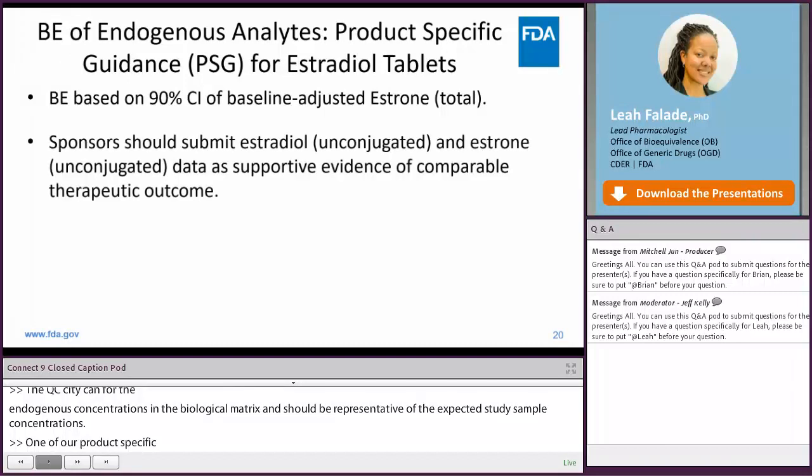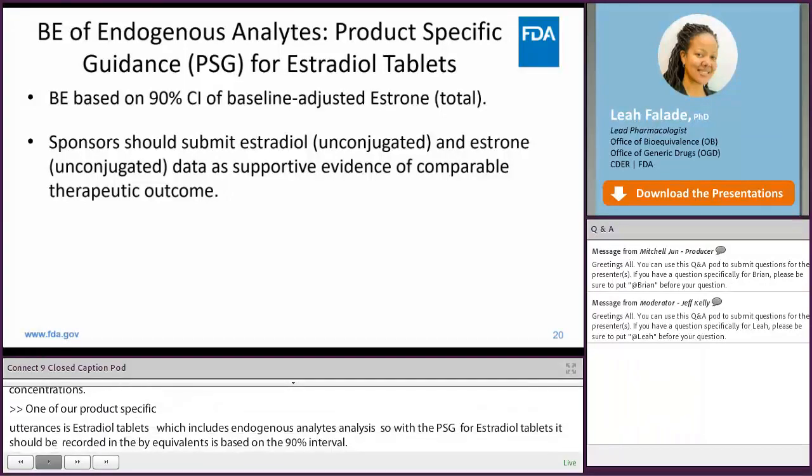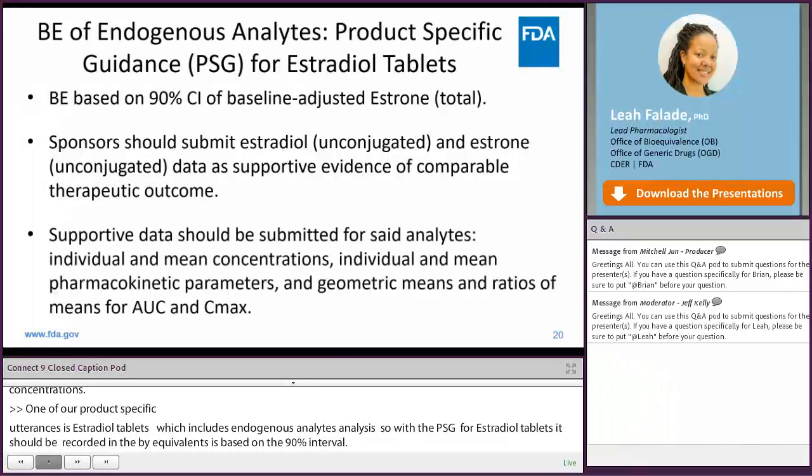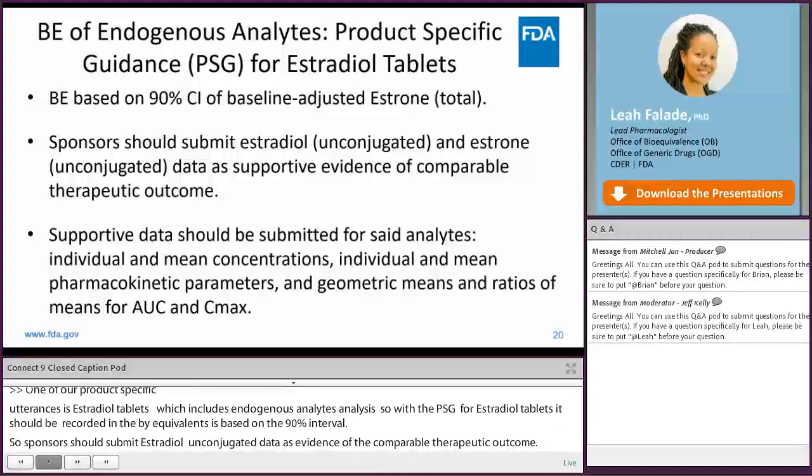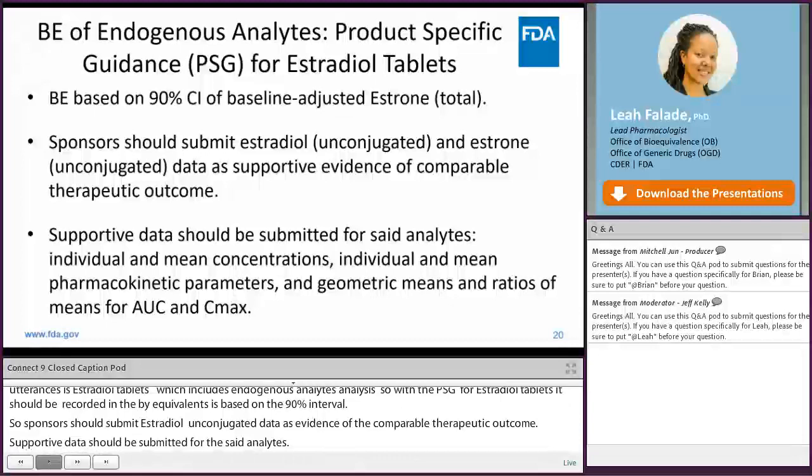So sponsors should submit estradiol unconjugated and estrone unconjugated data as supportive evidence of comparable therapeutic outcome. Supportive data should be submitted for the said analytes: the individual and mean concentrations, individual and mean pharmacokinetic parameters, and the geometric means and ratios of the means for the AUC and the Cmax.